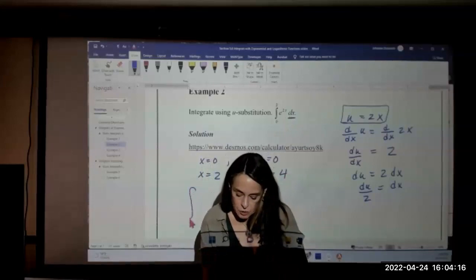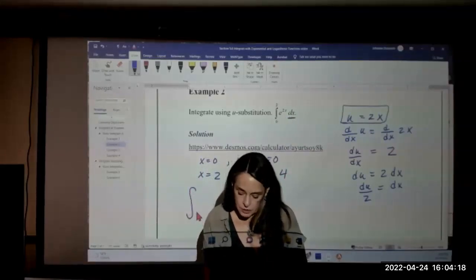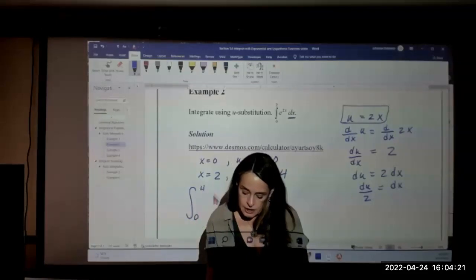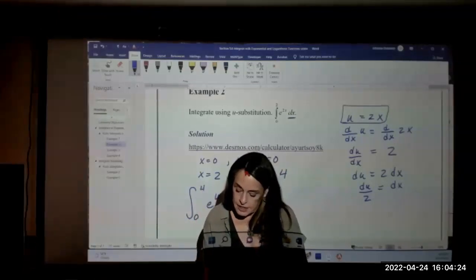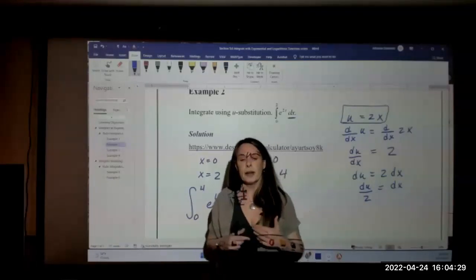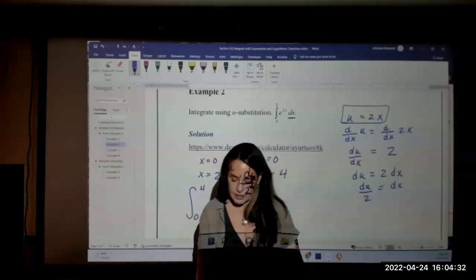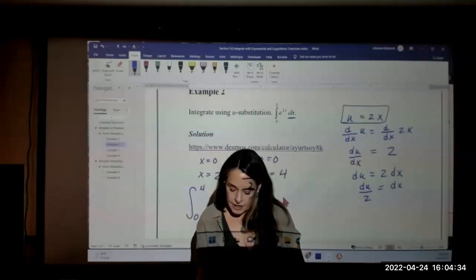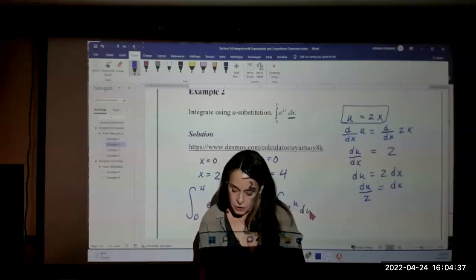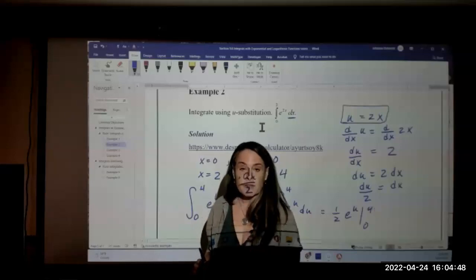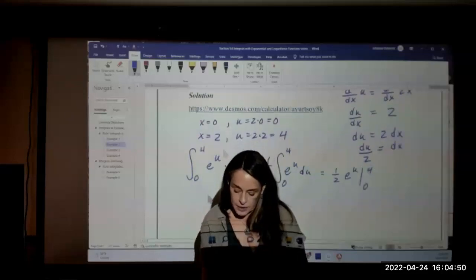So now I have a new integral with u limits of integration from 0 to 4 of e to the u, and then dx is equal to du divided by 2. That makes the divided by 2 a constant, which can be pulled to the front. This gives me 1/2 the integral of e to the u du from 0 to 4, which of course is just 1/2 e to the u evaluated between 0 and 4. Now we can leave the 1/2 on the outside, and we can then plug in the limits of integration.